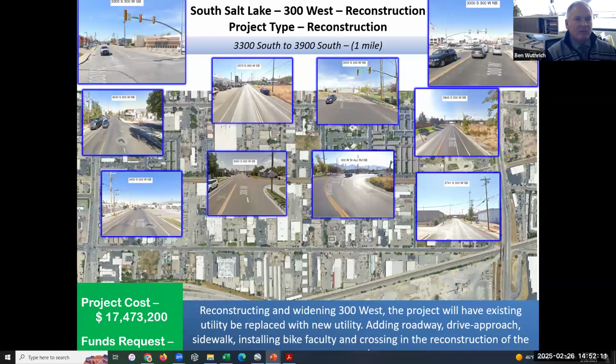The next project is a request from South Salt Lake. This is for reconstruction of 300 West between 3300 South and 3900 South. This project is a mile in length. It is estimated to cost 17.4+ million. Funds being requested are 16.2+ million.